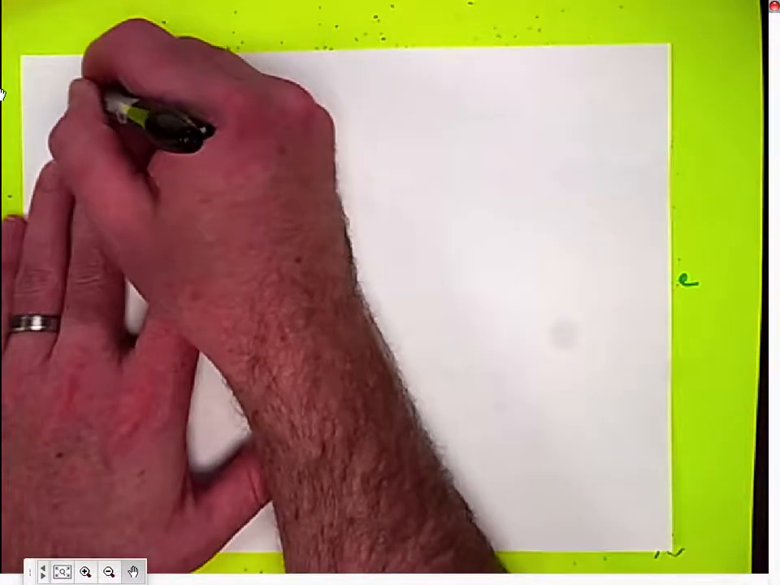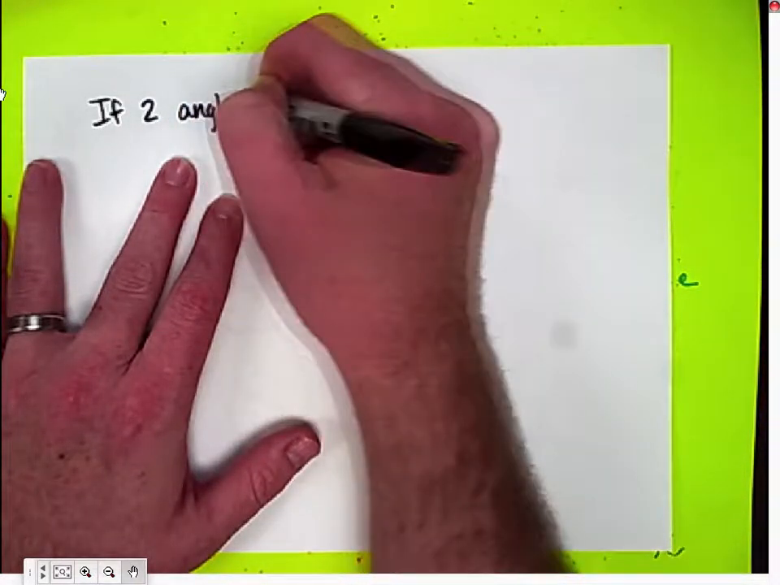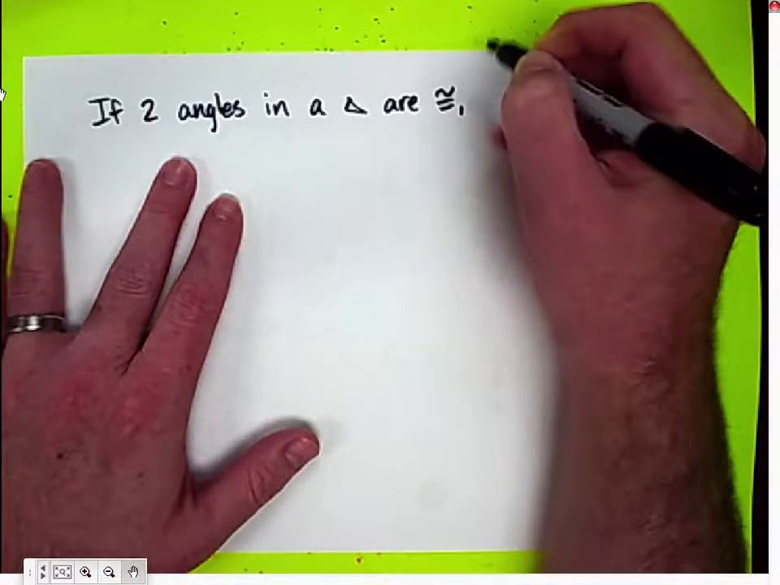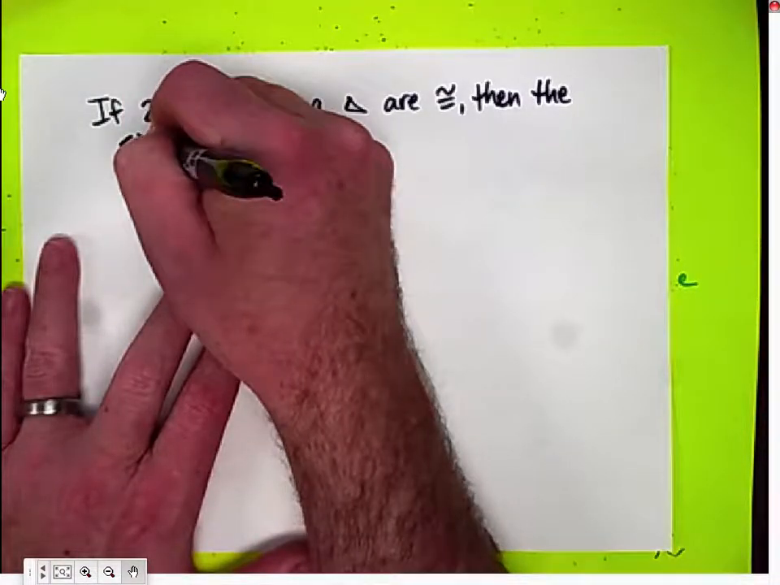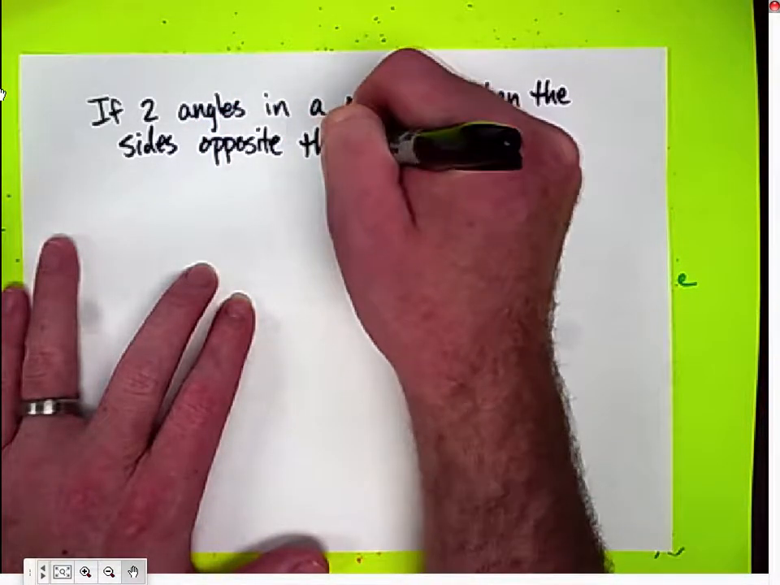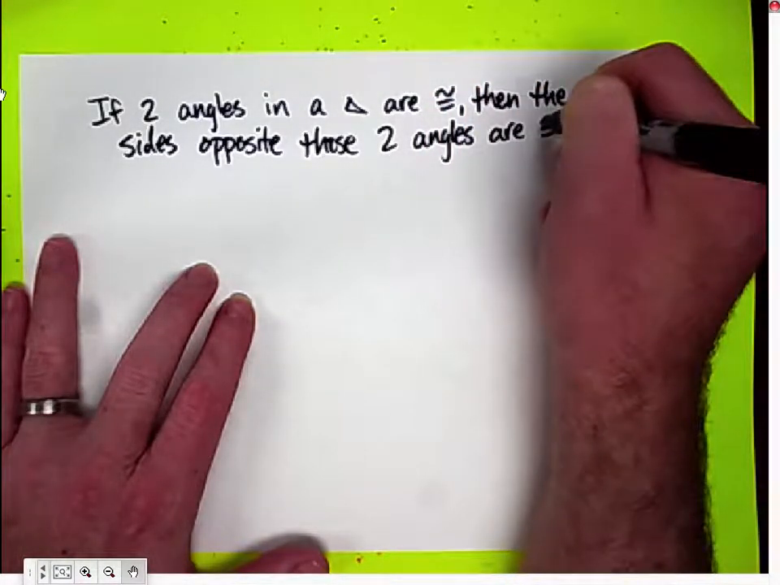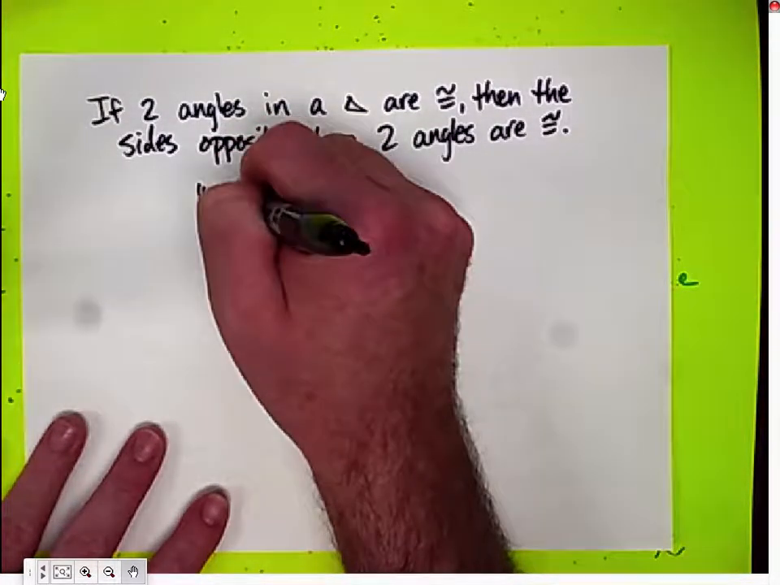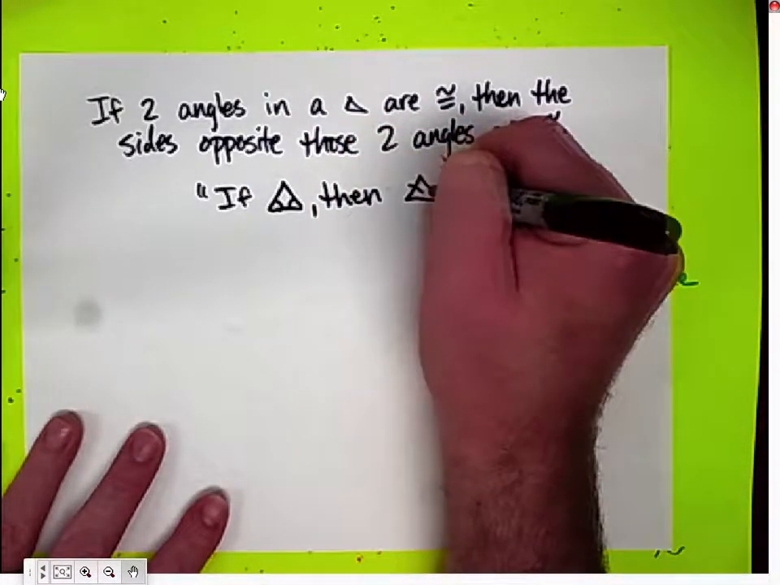So let's see that. If two angles in a triangle are congruent, then the sides opposite those two angles are congruent. In a proof, you would write: if angles, then sides.